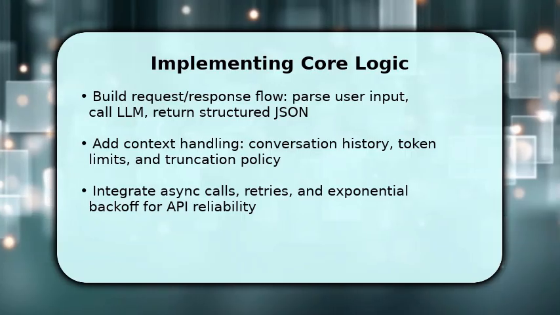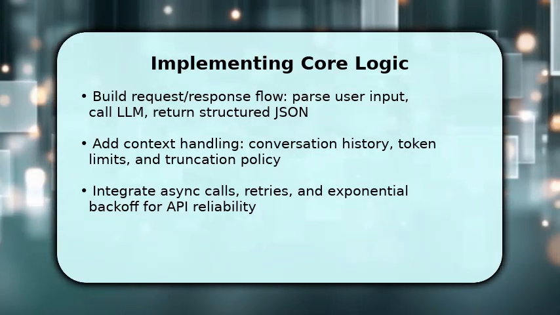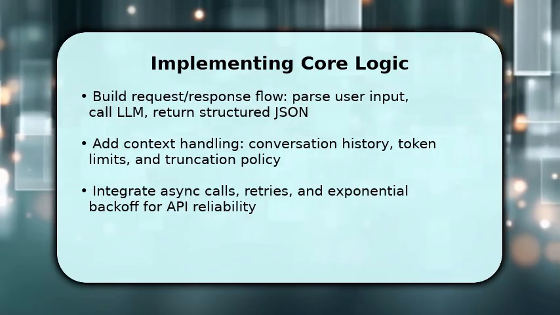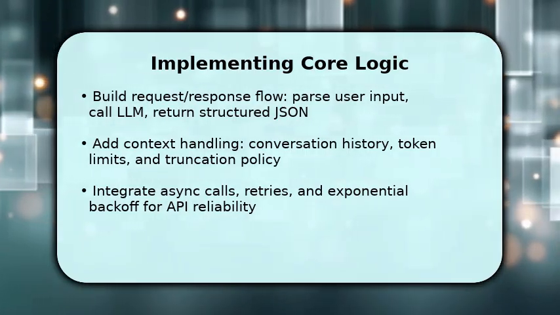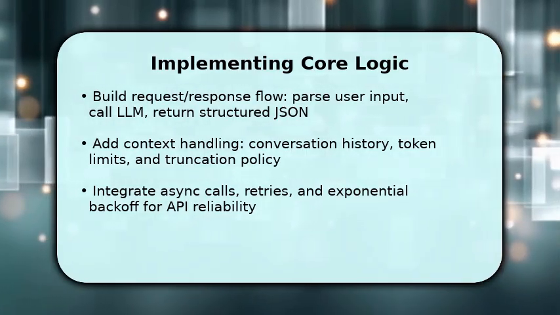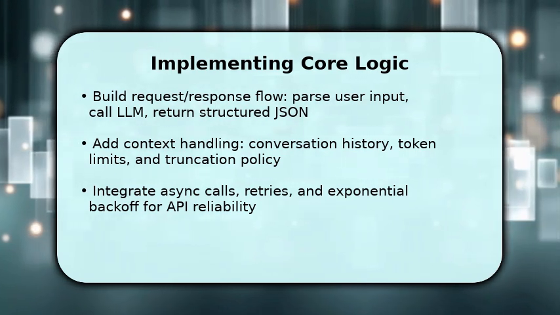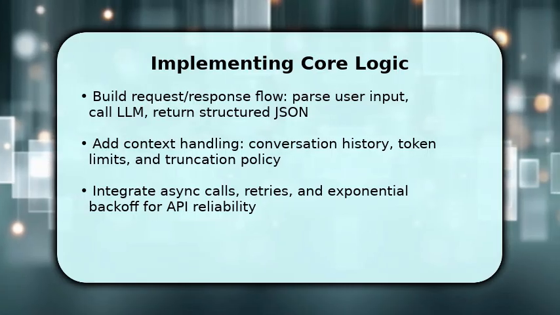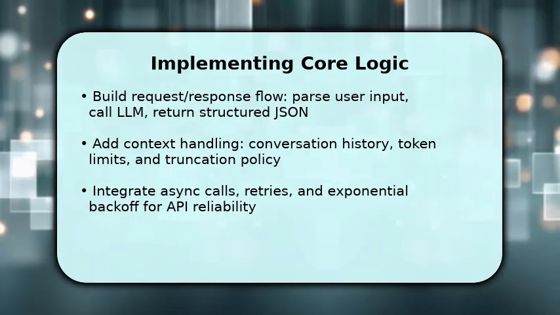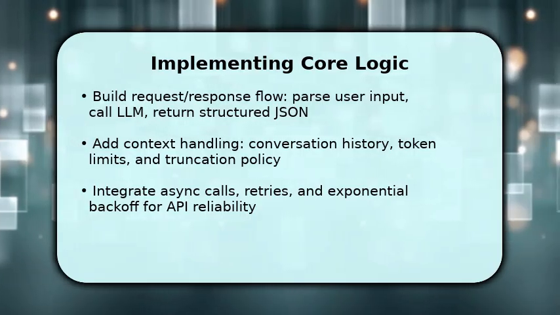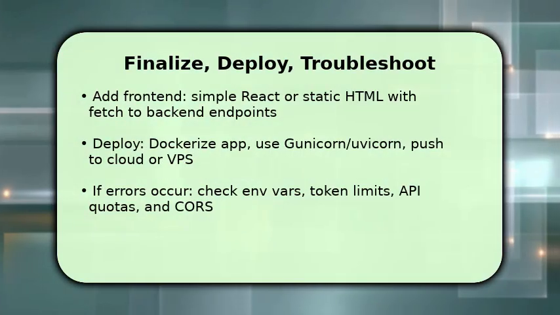Make your API calls asynchronous if using FastAPI, add retry logic with exponential backoff, and handle rate limit responses gracefully. Also normalize and sanitize inputs to avoid prompt injection, and log compact traces so you can replay failures during debugging without exposing secrets. Finish by wiring a lightweight frontend that sends messages and renders streaming responses.